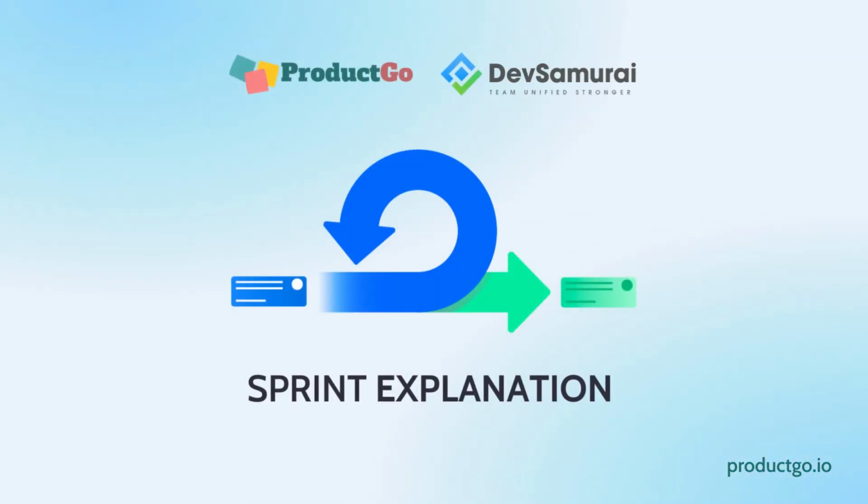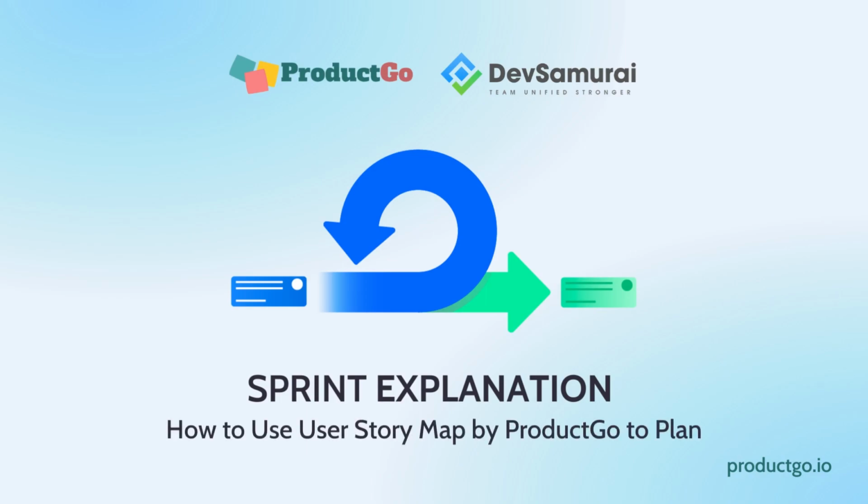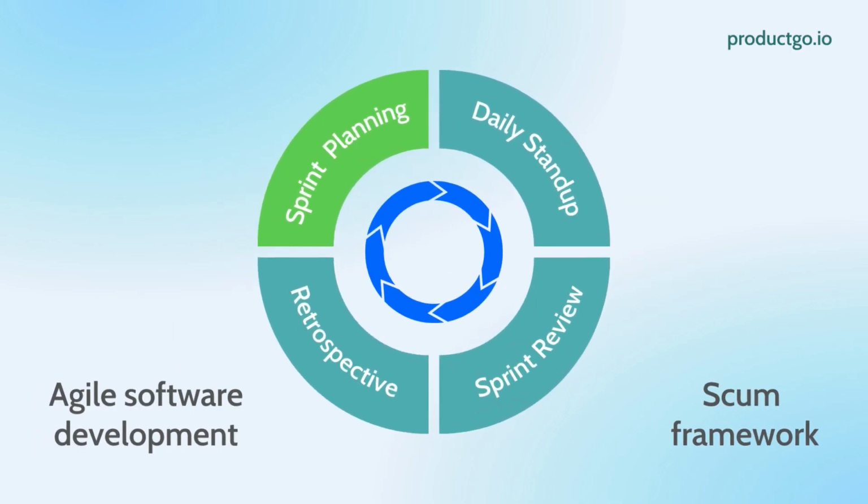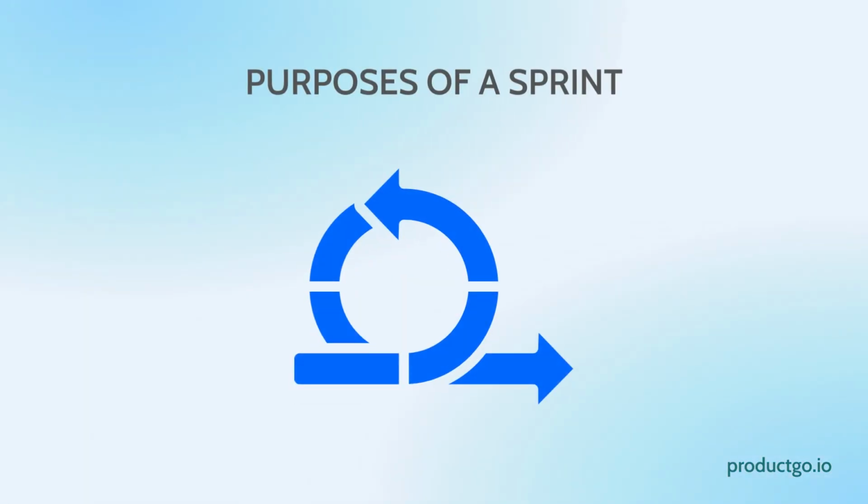Today we'll explore the concept of sprints and how ProductGo can help you plan and execute sprints more effectively. Let's start with the definition of a sprint. In Agile software development and Scrum framework, a sprint is a time-boxed period during which specific work is completed and made ready for review. It begins with a planning meeting, where the product owner and development team agree on the work to be accomplished.